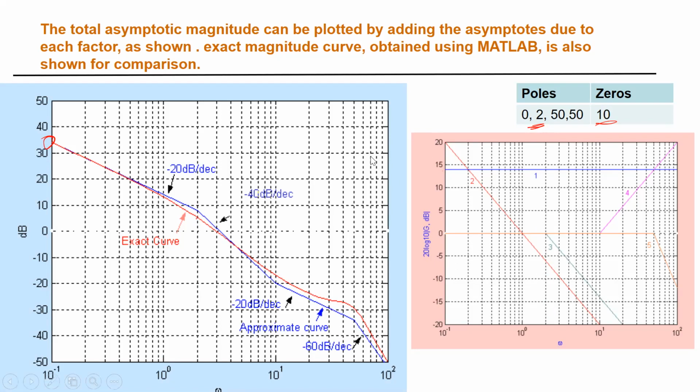Now, at 10, what will be the slope? After 10, we said originally minus 40. Now I'm adding 20 because the zero is positive, the slope in here is positive. So minus 40 plus 20, it's going to be minus 20 until 50. After 50, what will happen? How much will I add?